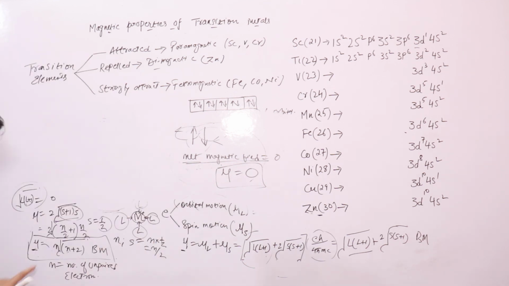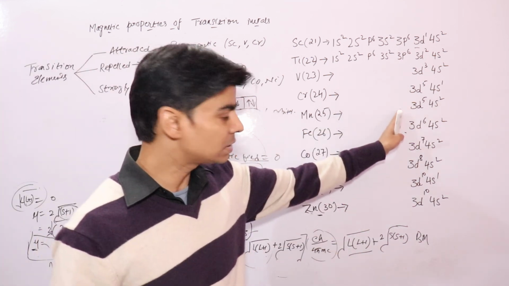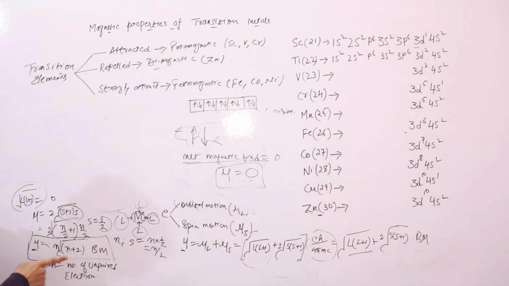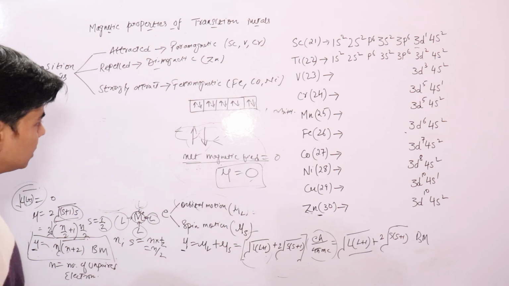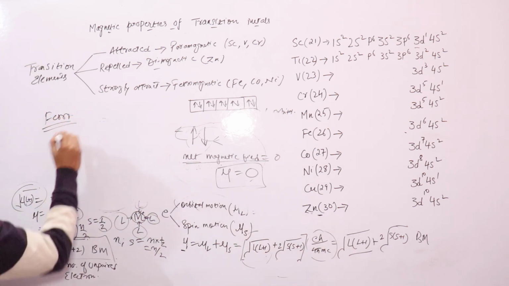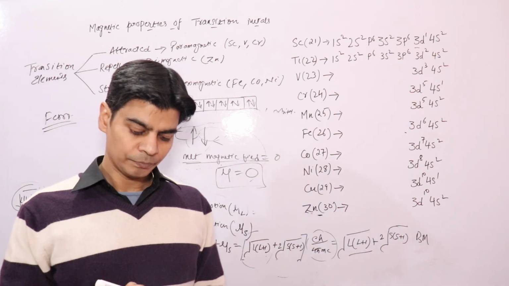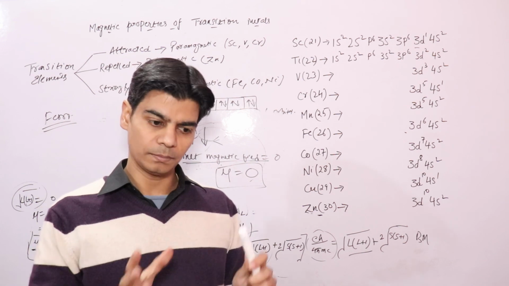Similarly, when the number of unpaired electrons increases, the paramagnetic behavior will increase because the net magnetic moment increases. I hope this is clear. And ferromagnetism would be shown by substances like iron, cobalt and nickel, which are ferromagnetic and have a sufficient number of unpaired electrons.